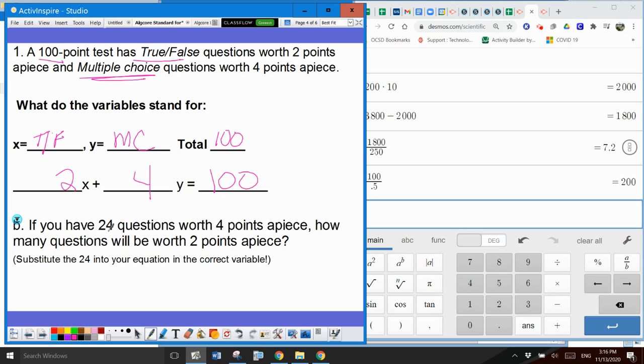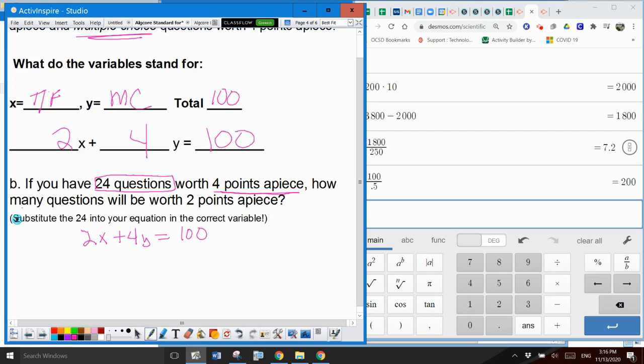Okay, if you have 24 questions worth 4 points apiece. Okay, now think about that. 2x plus 4y equals 100. Where are we going to put that 24? Is it going to go with the 2 or is it going to go with the 4? Yeah, it goes with the 4 because it's talking about the 4. So 2x plus 4 times 24 equals 100.